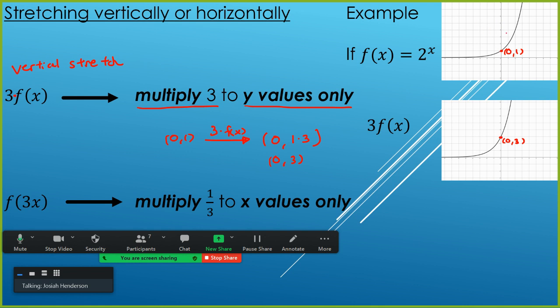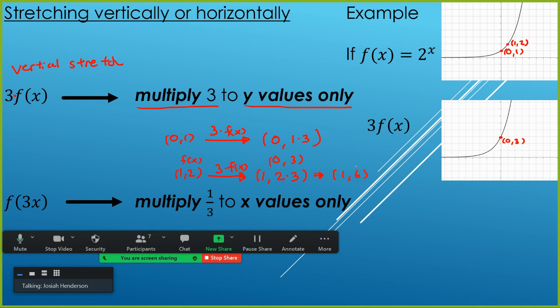Now, 1's not that very interesting of a number. Let's see what happened to another point on the original. Here's another point that we can locate. It was (1, 2), right here. All right, let's try the rule for (1, 2). So on the original, I've got (1, 2). We're going to apply the same transformation. That means multiply 3 to the y value. 2 times 3 is 6. So our final answer there is (1, 6).